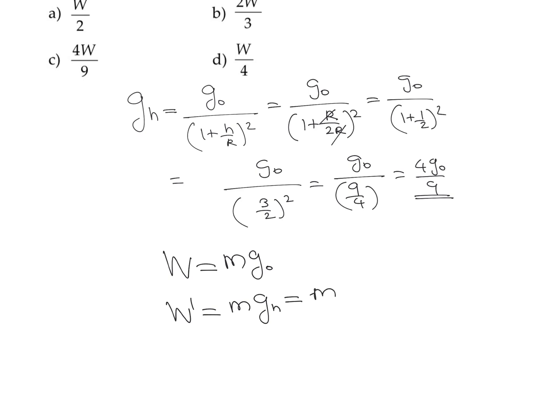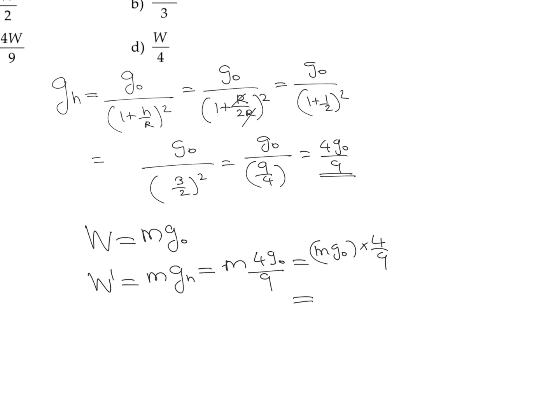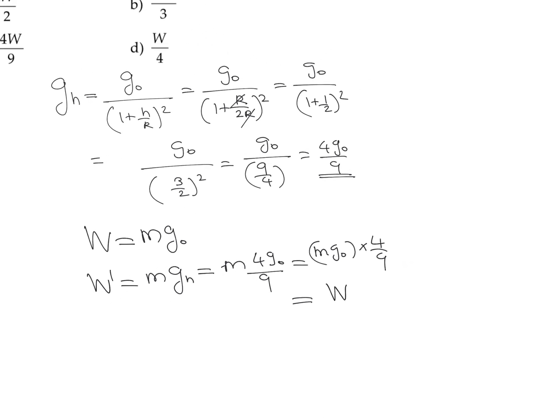And the acceleration due to gravity at a height h we just calculated was nothing but 4 g naught divided by 9. So this can be written as m into g naught into 4 divided by 9, and m g naught is nothing but the value of weight on the surface, so this is W into 4 divided by 9.